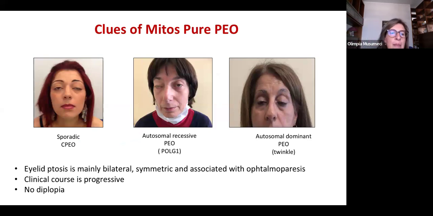The first patient is a patient with just a sporadic PEO associated with a common deletion in mtDNA. The second patient is a patient harboring a mutation in POLG with autosomal recessive hereditary transmission. And the third one is a patient with an autosomal dominant PEO due to a mutation in the Twinkle gene. Usually eyelid ptosis is mainly bilateral, as we already said, is symmetrical, and the patient does not complain about diplopia.